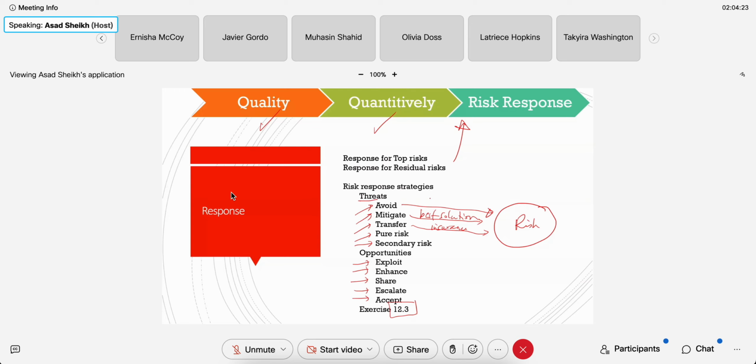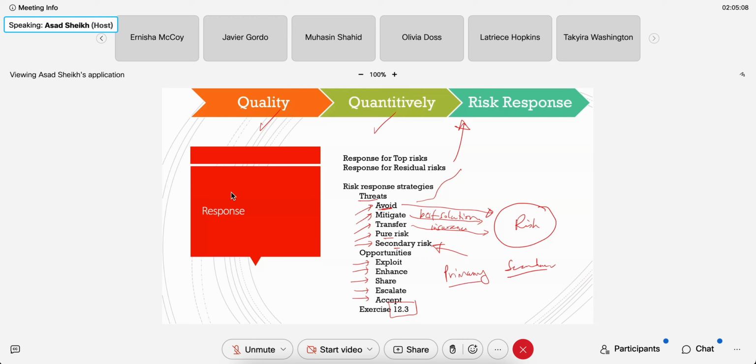Avoid is also a good way to mitigate threats. You're on the road and there's a traffic jam, and you already know beforehand, so you avoid that street. You take a detour, so you're avoiding the risk. Pure risk and secondary risks. Now, secondary risks are, you've got the primary risk, and then you have a secondary risk. You took care of the primary risk, but then something, almost like a side effect. This is your side effect.